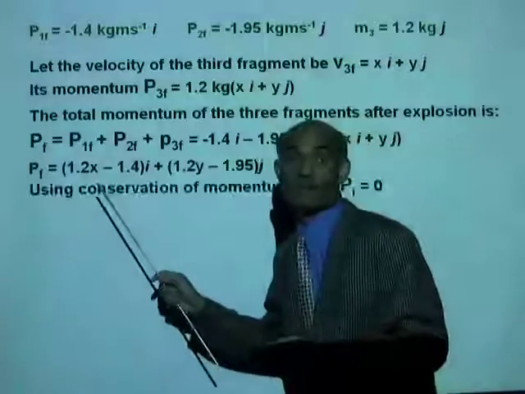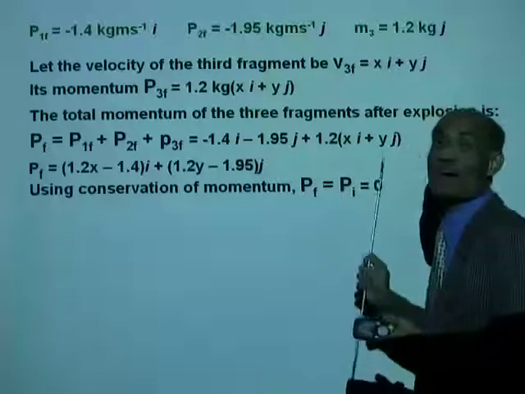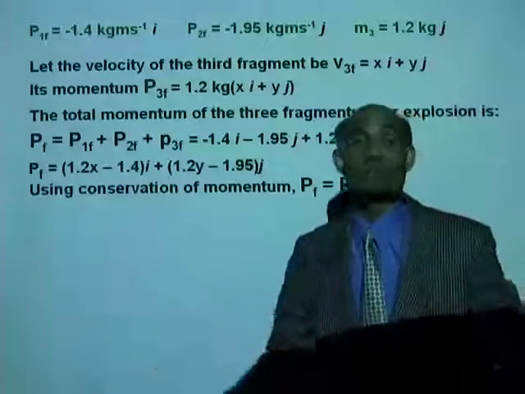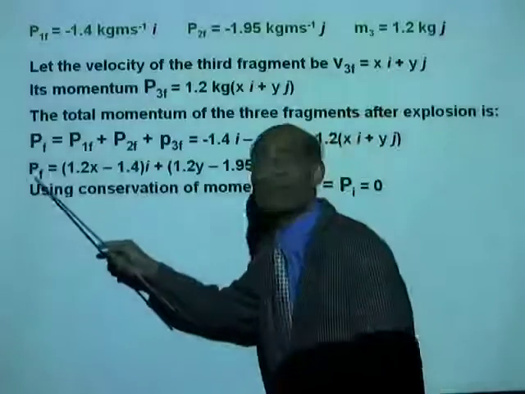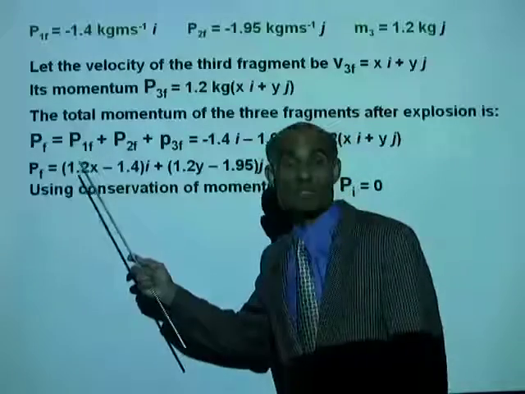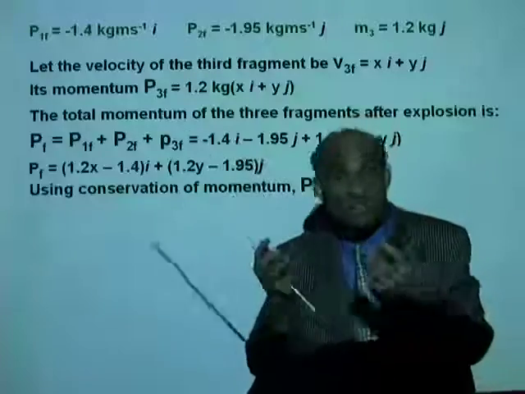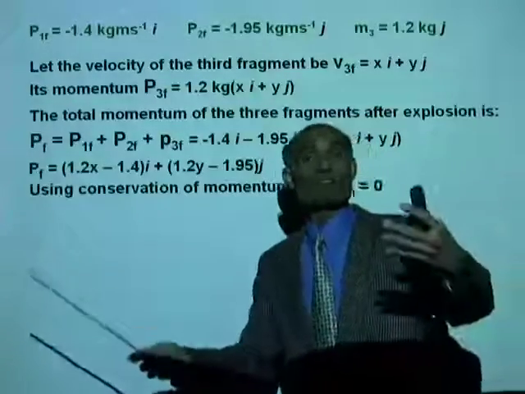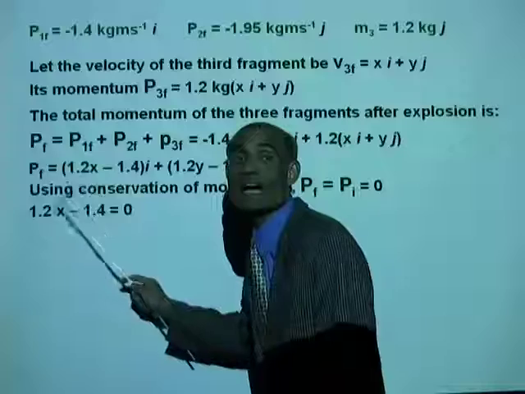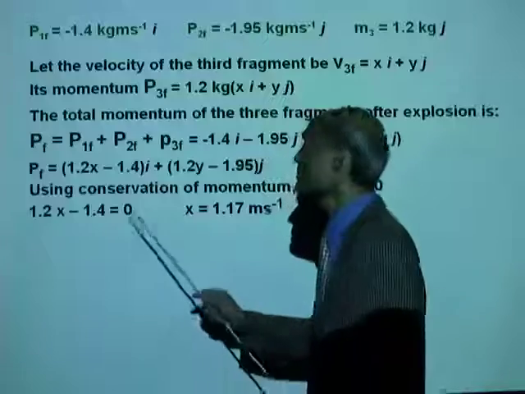Well, using the conservation of momentum, you know that Pf equal to Pi, and Pi, the initial momentum, is 0. Therefore, the final momentum also must be 0. Well, if the final momentum is 0, it means the x component of the final momentum is 0, and the y component of the final momentum is 0. Is that right? They separately have to be 0 if the final momentum is 0. So we first take the x component and set it equal to 0. 1.2x minus 1.4 equal to 0.